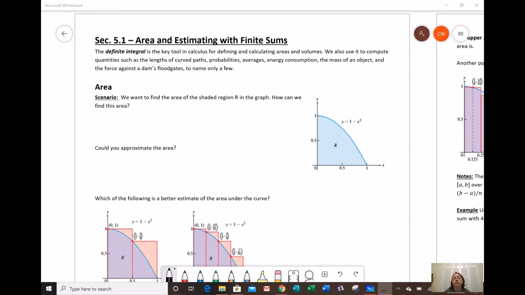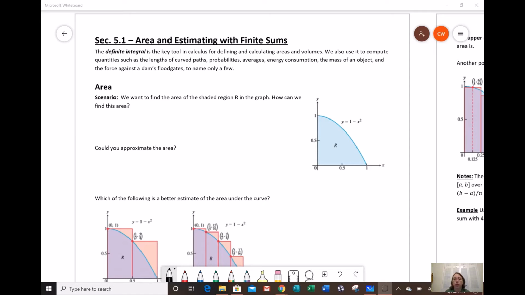So this is something you would use in physics a lot, and you might have seen it already because you guys, I know, are working on Physics 1, a lot of you. So first of all, we'll talk about area. Scenario, we want to find the area of the shaded region R in the graph. How can we find this area?